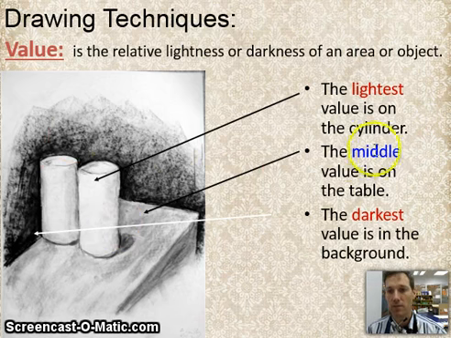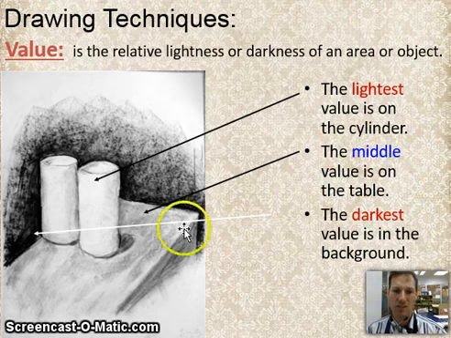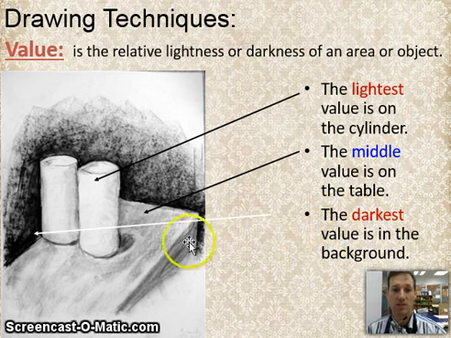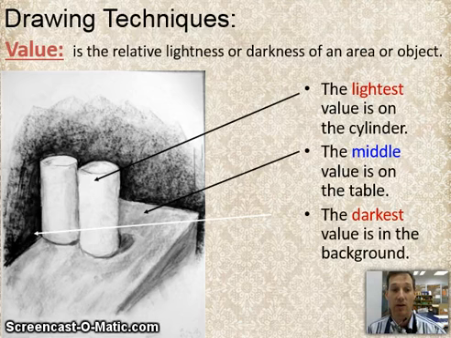Now here, the middle section. The middle value is what we would normally consider gray. Let's say it's right in between the lightest light and the darkest dark. Here we have the darkest value, which in this sense is the background. You can see it right here. I've made this arrow white so it would stand out against that blackness of the charcoal.